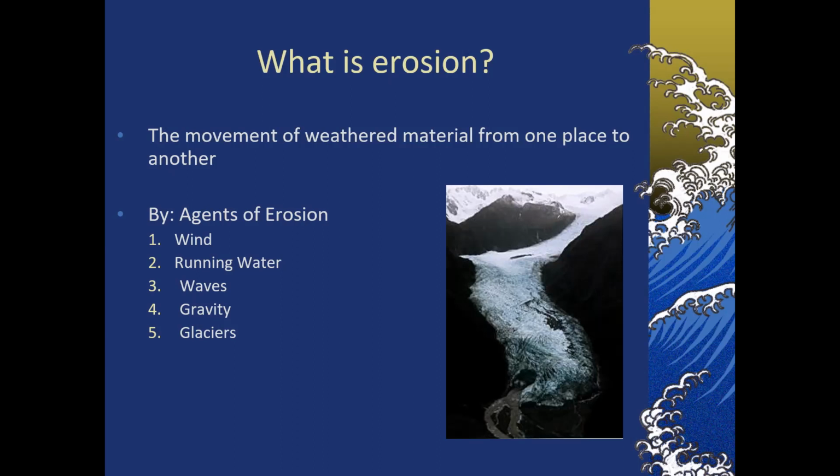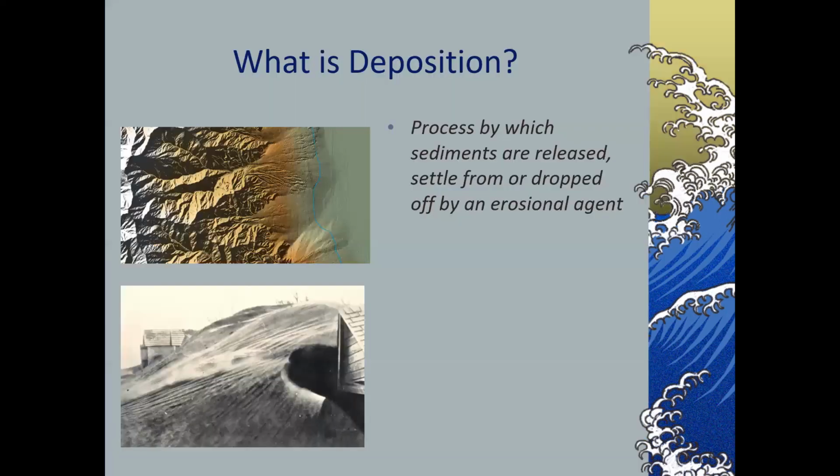And before we get into too much detail about erosion, I think we should make sure everybody's comfortable with the 3rd amigo in this group, and that's deposition. So when we break a rock and then we move the pieces, eventually they're going to be dropped off somewhere else, and that's deposition. So deposition is the process by which sediments are released or settle from or are dropped off by an agent of erosion. So go ahead and put that in the deposition bullet right there on page 7.